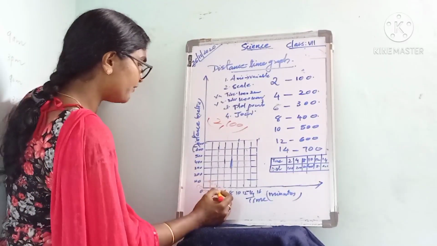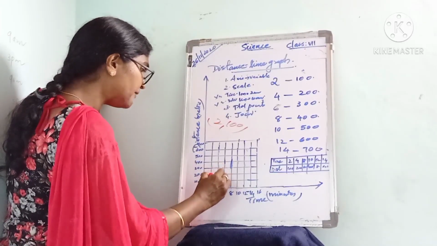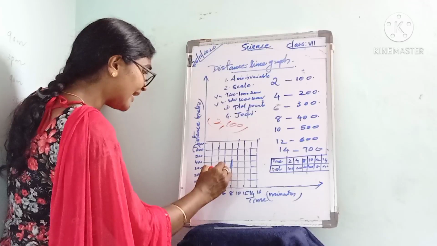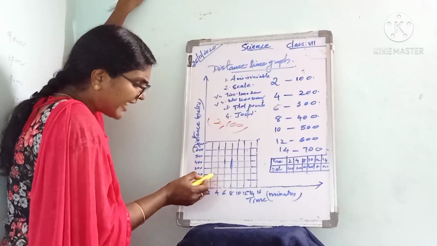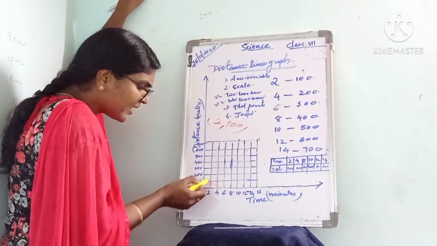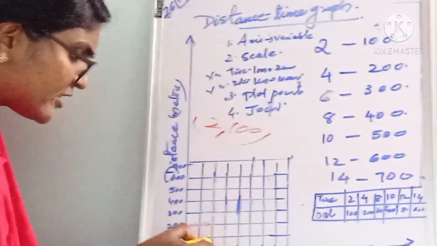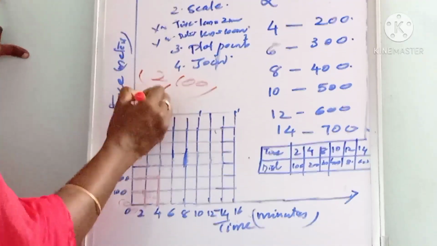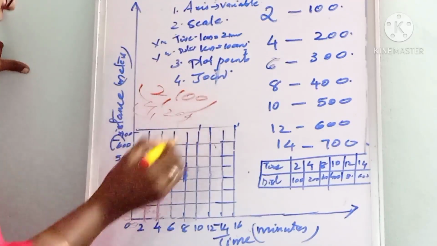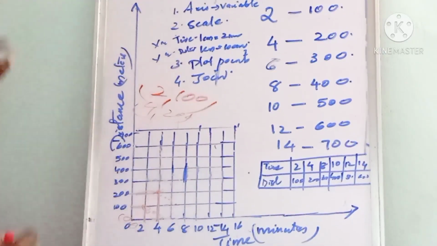Here also we have to draw a line parallel to the y-axis at 4. Then draw another line parallel to the x-axis at 200. These two parallel lines meet here. That point is 4, 200. So here you have to write 4, 200.